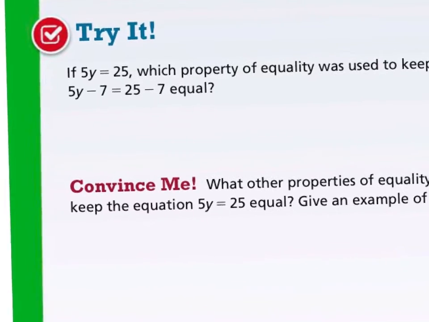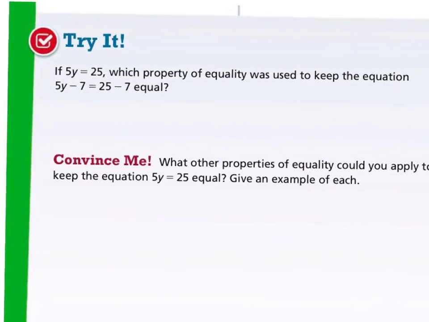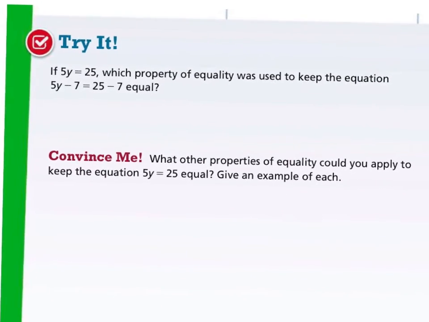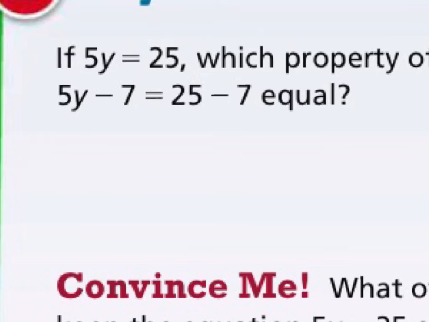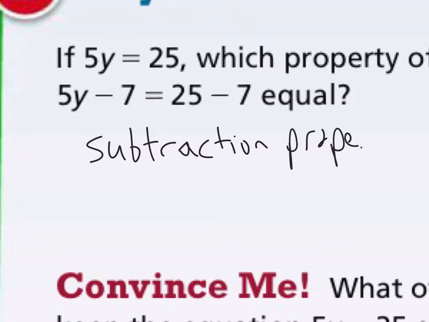So if you look at the try it, if 5y equals 25, which property of equality was used to keep the equation 5y minus 7 equals 25 minus 7 equal? If you look at what happened, we had 5y, now we have 5y minus 7. We had 25, we now have 25 minus 7. So you can see they're subtracting, so that would be the subtraction property of equality.